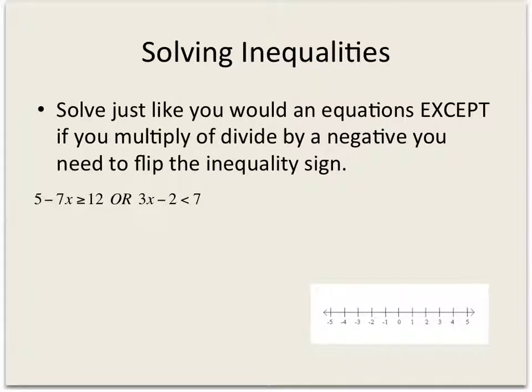When you solve inequalities, you're going to solve them the same way you would a regular equation. The only difference is that if you multiply or divide by a negative, you need to flip the inequality sign. So here's an example. I'm going to start by solving this first half. 5 minus 7x is greater than or equal to 12. Remember, we're getting x by itself, so we're going to start by subtracting 5.